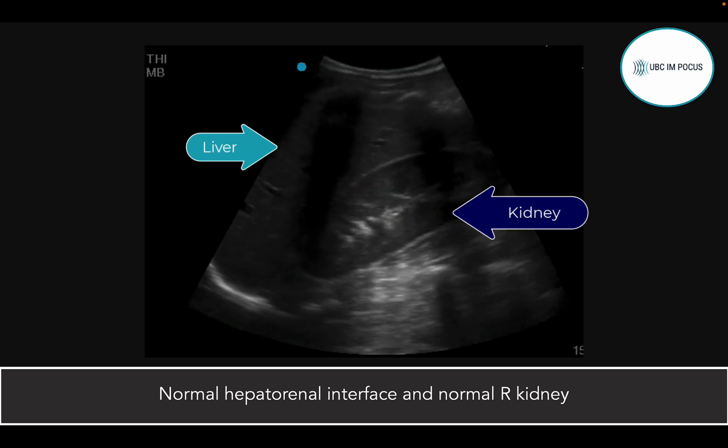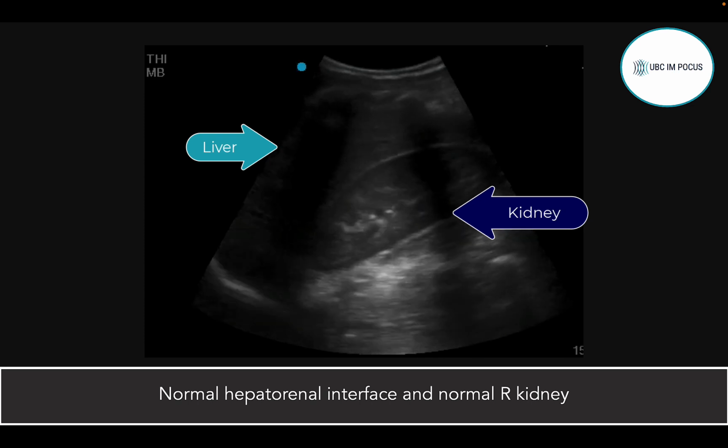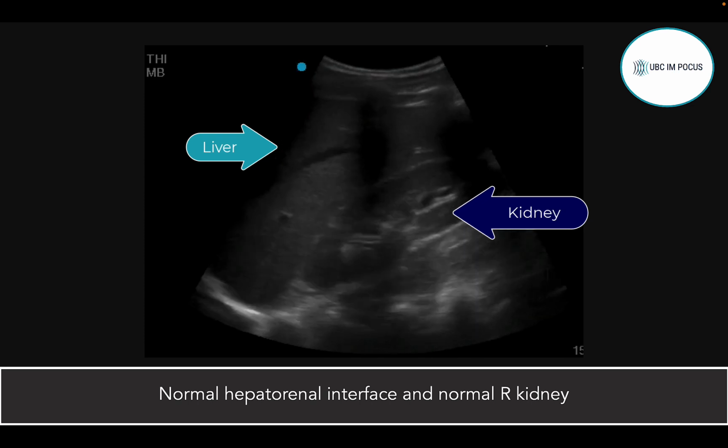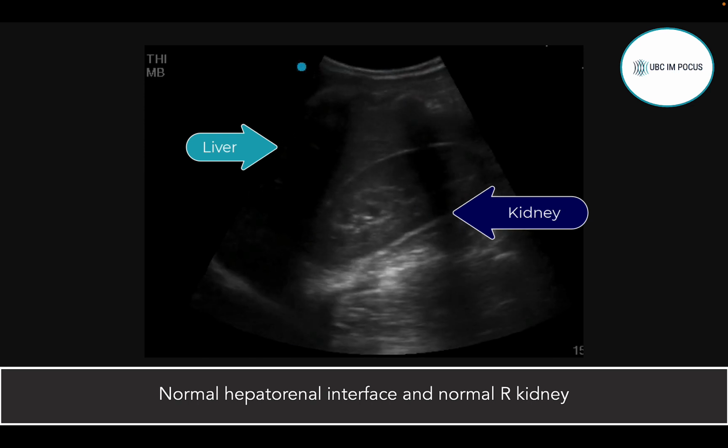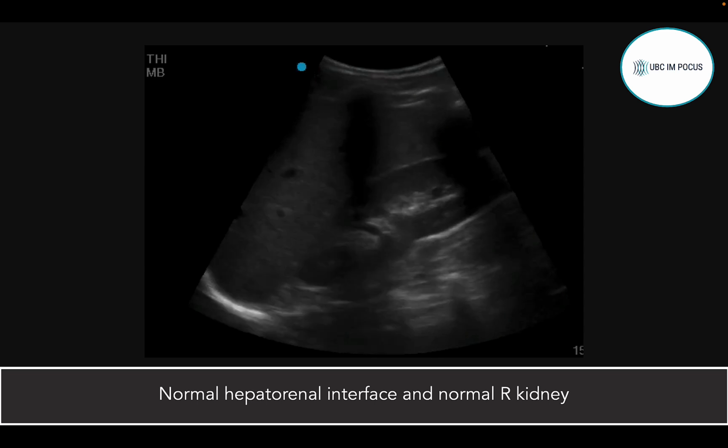The ribs are always going to be there, and you can do your best to kind of get around them with some rotation of your probe, sometimes a bit of sliding up or down. That can help you visualize the structures of interest.